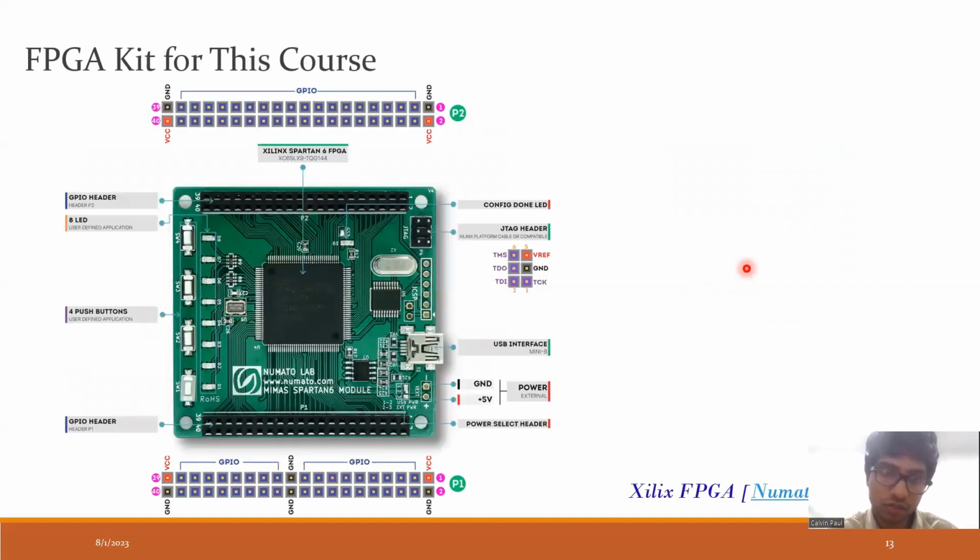Now, the FPGA used for this is the Xilinx Spartan 6. This is the FPGA. It looks so cool. So this is the FPGA kit which is being used, and these are the GPIO headers. So this is the FPGA.